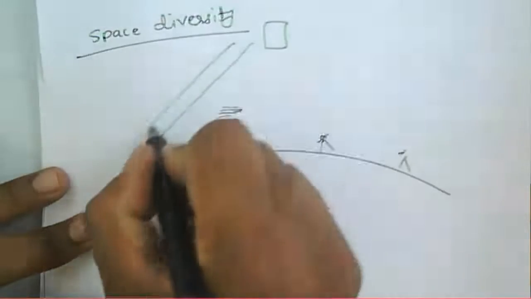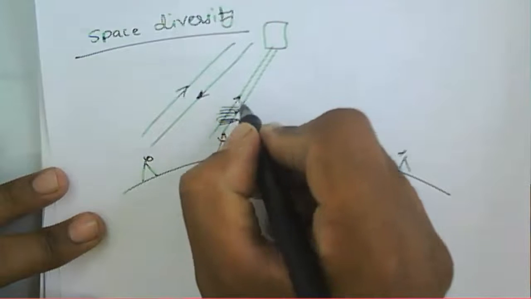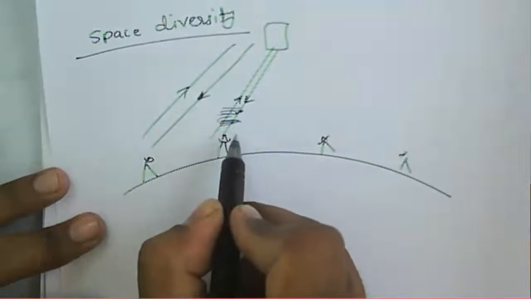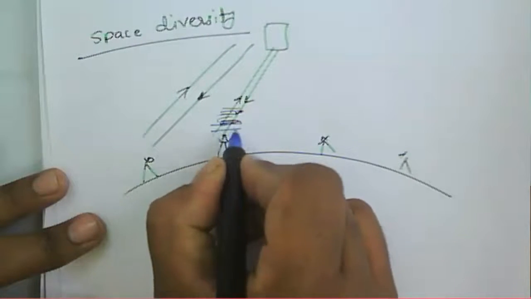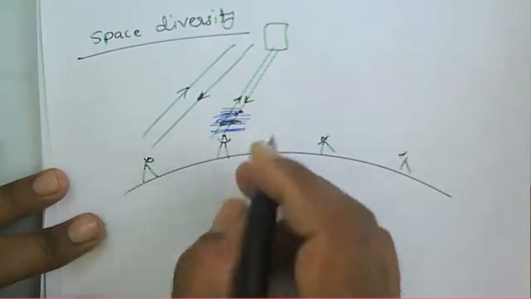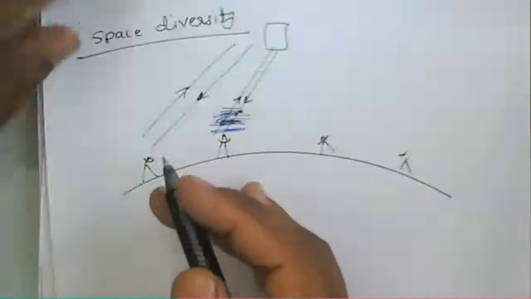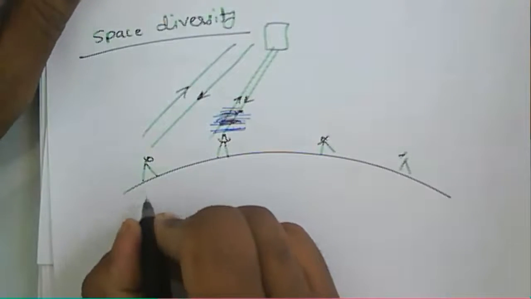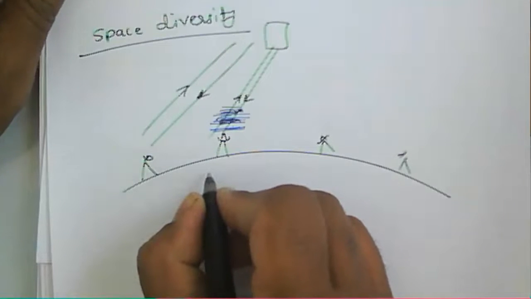When a satellite transmits a signal, this signal gets affected because of the rain. In this region there is rain, but in this region there is no rain. So in a space diversity, what we have to do is use these two different Earth stations.